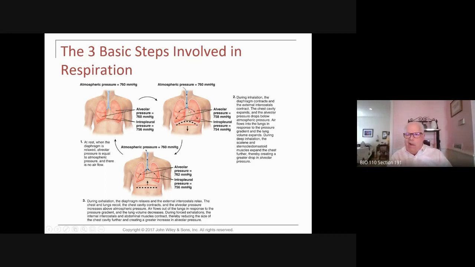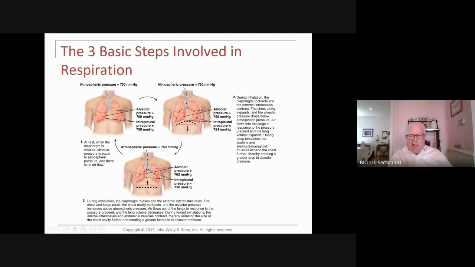When the volume of the chest increases, the pressure drops. V over P. Okay? That's inhalation.